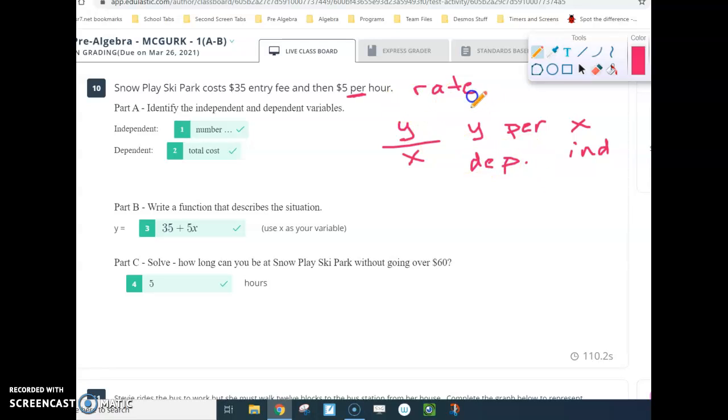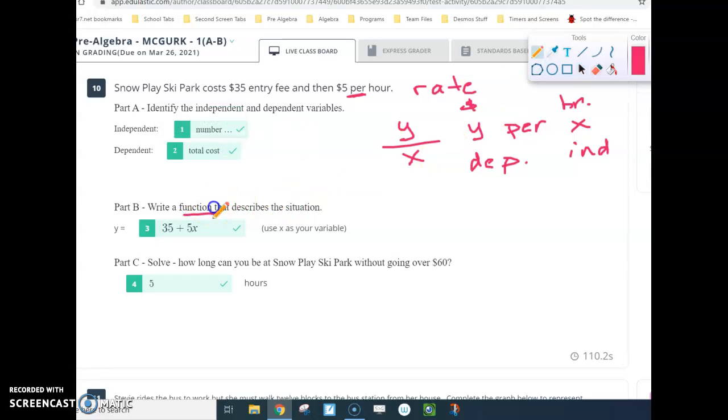And so in this case, if we say dollars per hour, then we know that hour is the independent, so that's the number of hours. And then the y is the money, so there's your independent number of hours. And then your dependent is your y, which is your total cost.